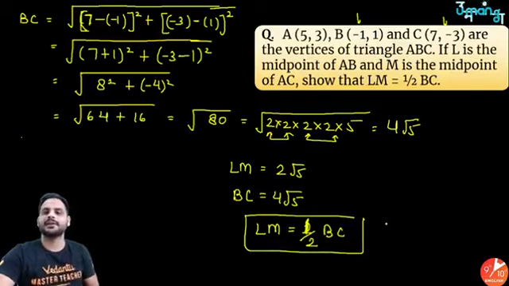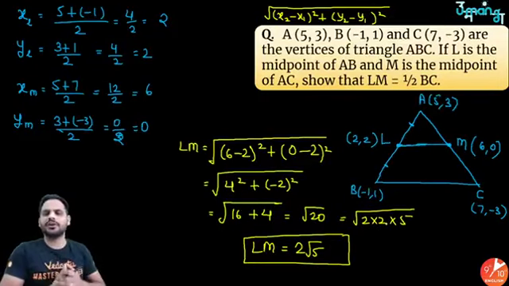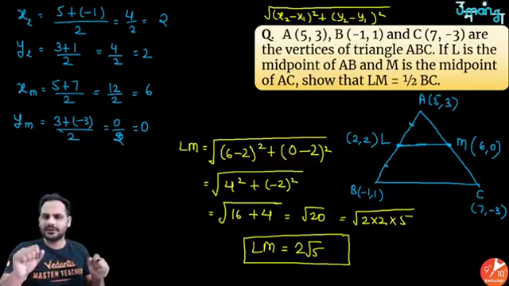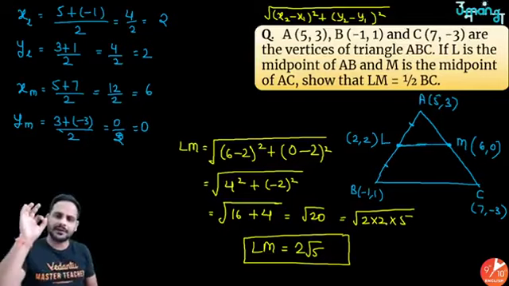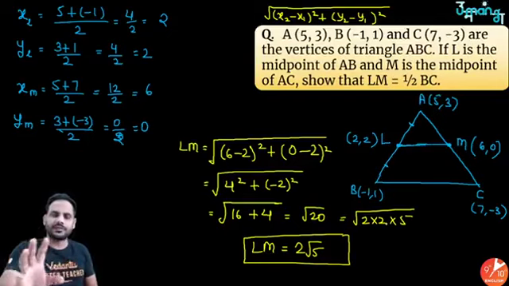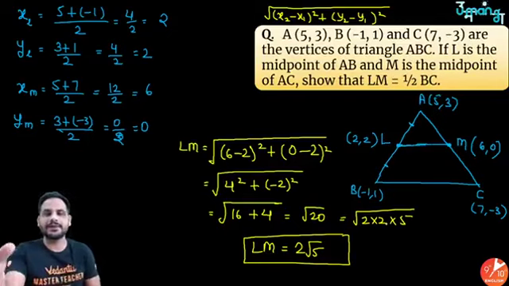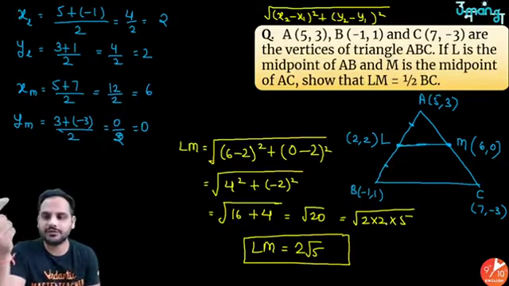Right? LM is half of BC. So in this coordinate geometry question, just try to understand the diagram. If possible, draw the diagram. See, this diagram helped me a lot because I can visualize this.